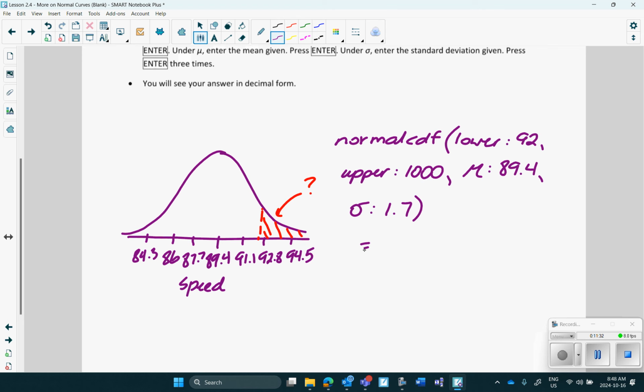Oh, that's sweet. Thanks. Okay, and then once you hit enter on the last one, it'll give you all the numbers listed again. Hit enter one more time, and you're going to get a decimal. And you should get 0.063. Make sure your lower is 92. Go back to your list.